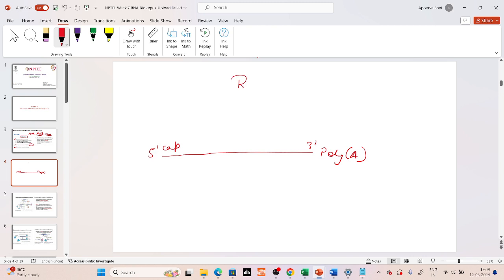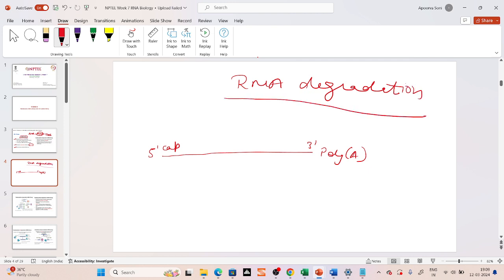Okay, suppose my objective is RNA degradation, that means RNA decay. I want to degrade this RNA. Now to degrade it, I have to cut it from somewhere. Either I can cut it from the 5 prime end or I can cut it from the 3 prime end. Or there is one more thing that I can do.